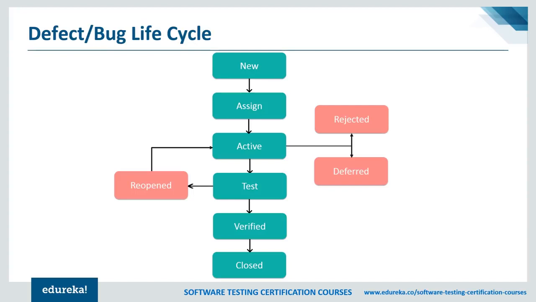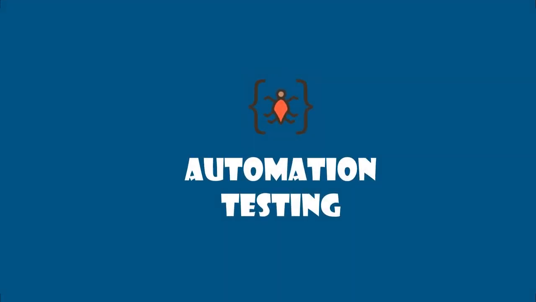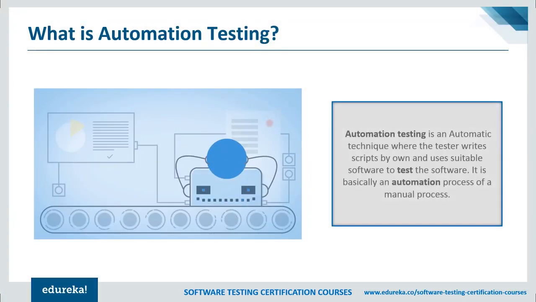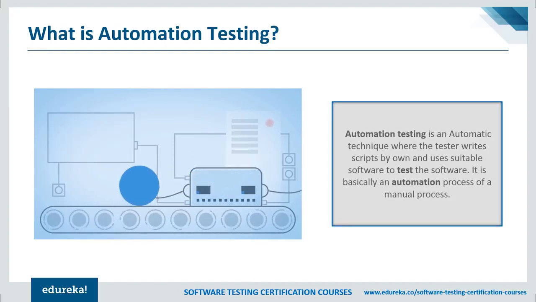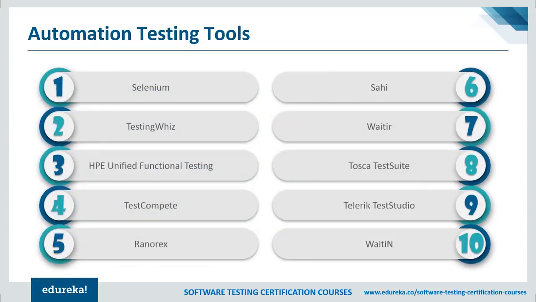So this is all about the bug life cycle and the various stages the bug goes through from new till closed. Now let's move on to the widely used software testing type, that is automation testing. As I have already mentioned, automation testing is an automated technique where the tester writes scripts on their own and uses suitable tools to test the software. It is basically an automation process of a manual process. So there are many tools to carry out automation testing like Selenium, TestingWhiz, HPE Unified Functional Testing, TestComplete, Ranorex, WatiR, WatiN, Telerik Test Studio, Tosca Test, and many more.